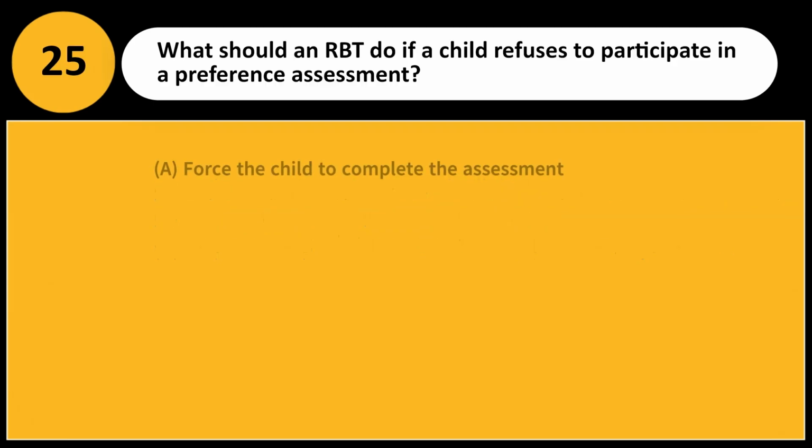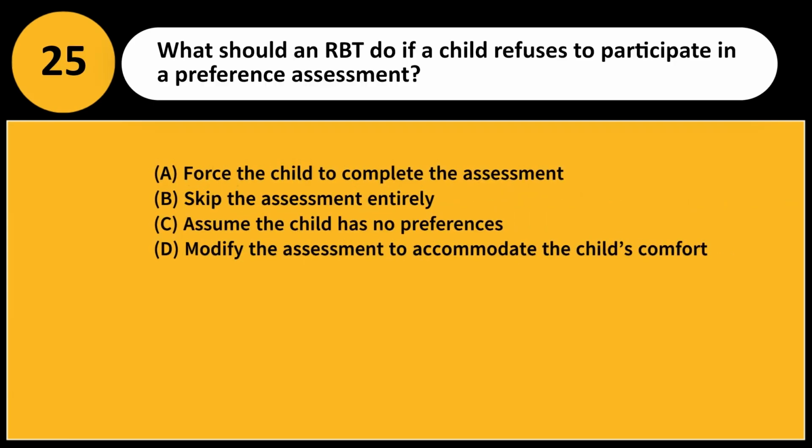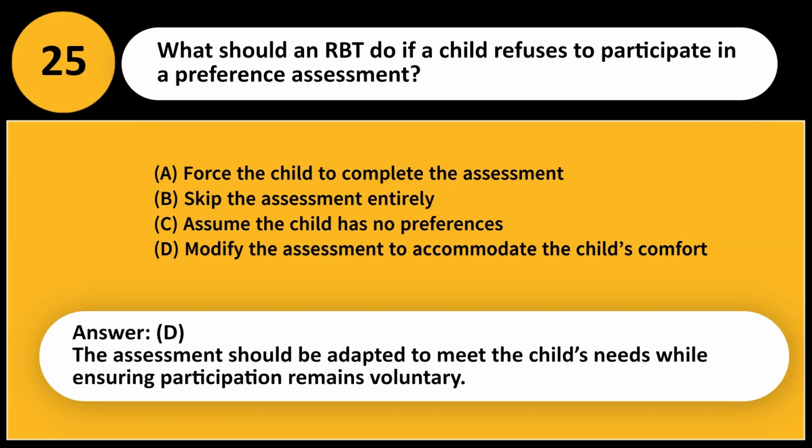What should an RBT do if a child refuses to participate in a preference assessment? A. Force the child to complete the assessment. B. Skip the assessment entirely. C. Assume the child has no preferences. D. Modify the assessment to accommodate the child's comfort. Answer: D. The assessment should be adapted to meet the child's needs while ensuring participation remains voluntary.